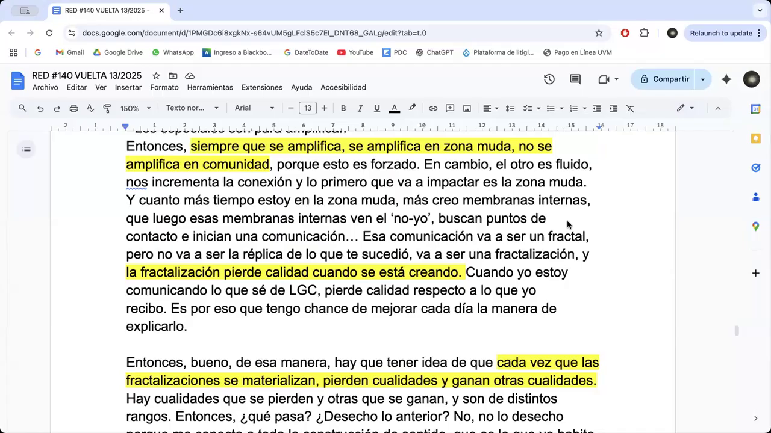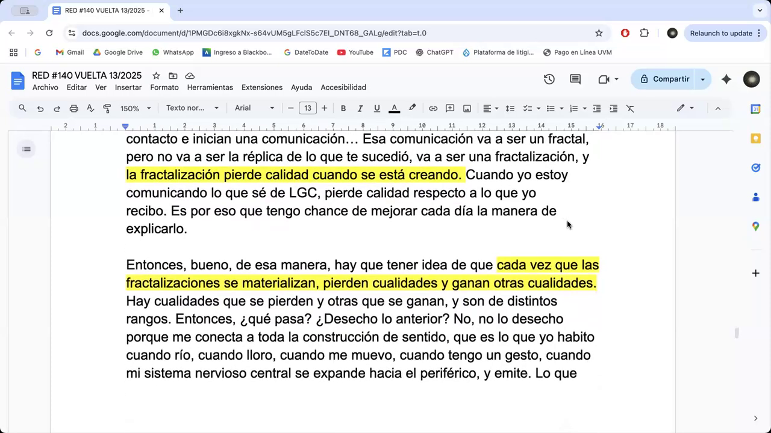When we are talking about amplification, it is something that is fluid, and it's incrementing connection. And the first thing that this amplification is going to have an impact on is the mute zone. So the more time I am in the mute zone, the more internal membranes I create. Okay, and then these internal membranes see the other one that is not me, search for points of contact, and then begin a communication.